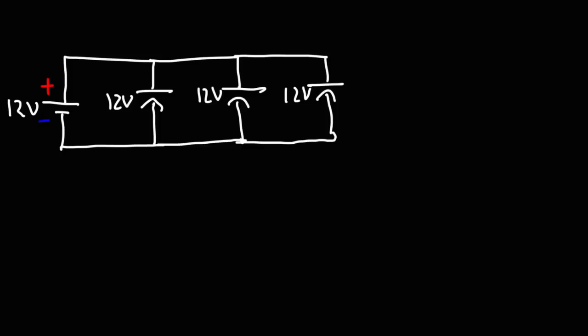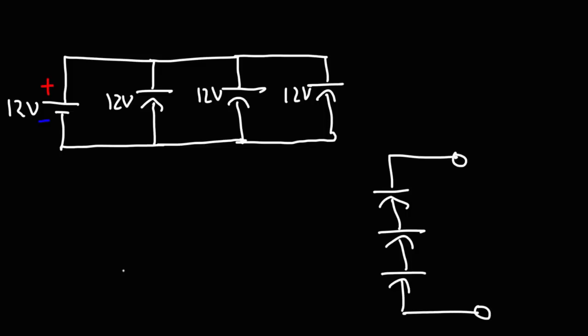Now once these capacitors are fully charged, you can disconnect them and then reconnect them in series. If you reconnect them in series, the total voltage is going to be the sum of the voltages across the three capacitors. So it's now going to be 36 volts. So that's one way in which you can use capacitors to increase the voltage. Now you can also use capacitors to increase the current.